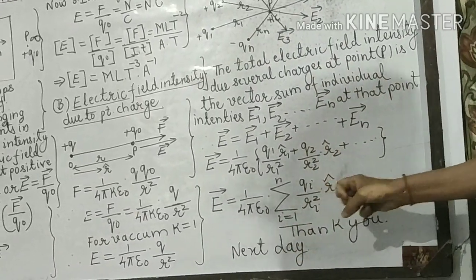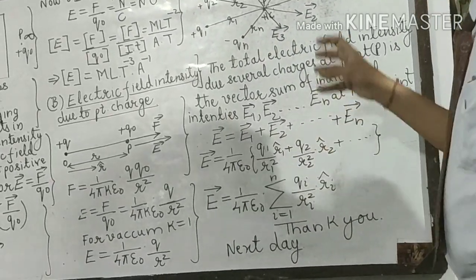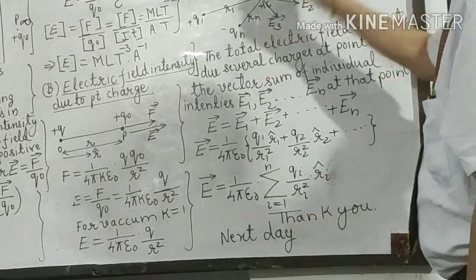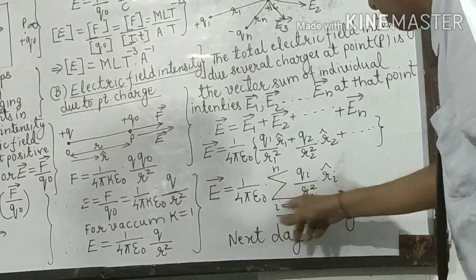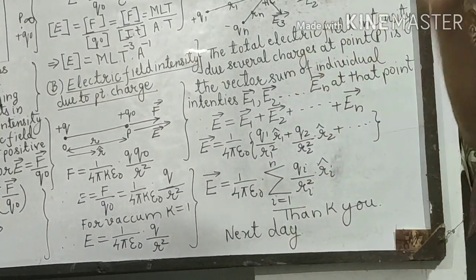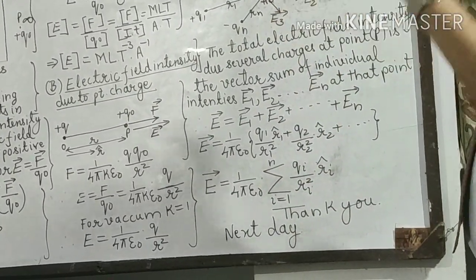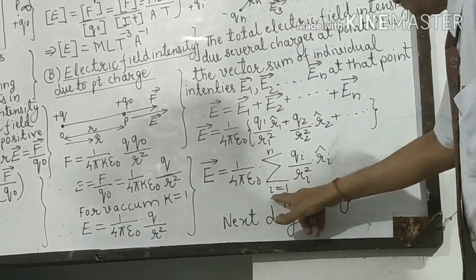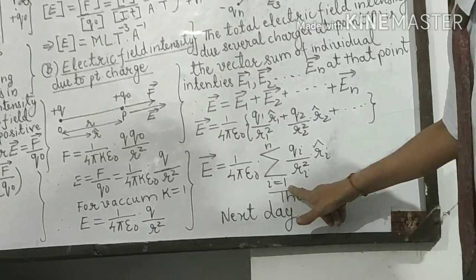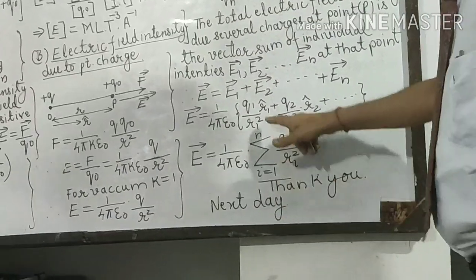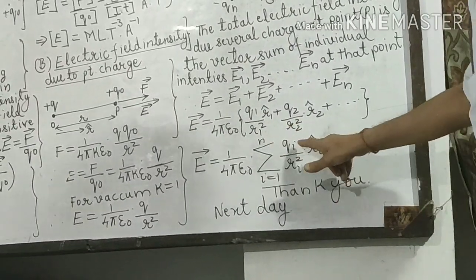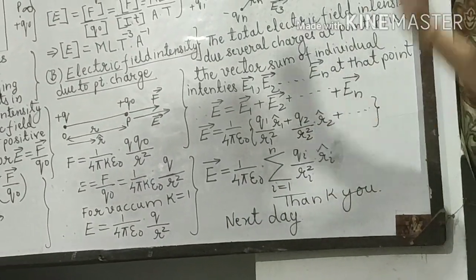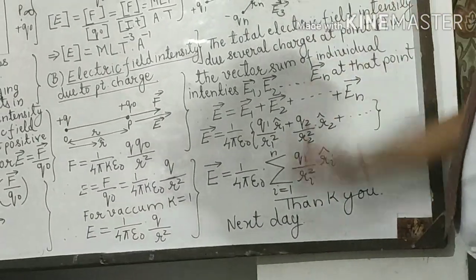The general representation of net electric field at point P. So summation, here I will take the i-th charge, Qi. So I start from the first stable point charge up to n charges, Qi upon Ri square into Ri cap. So this is the total thing.